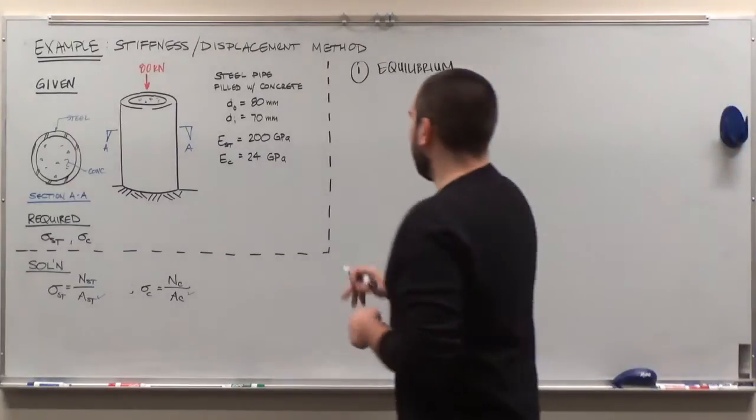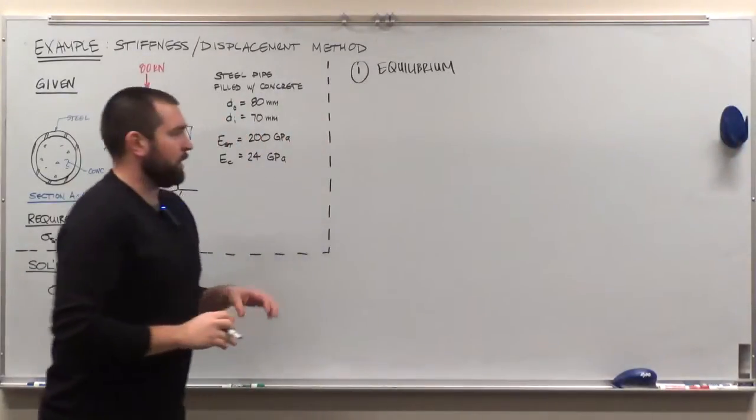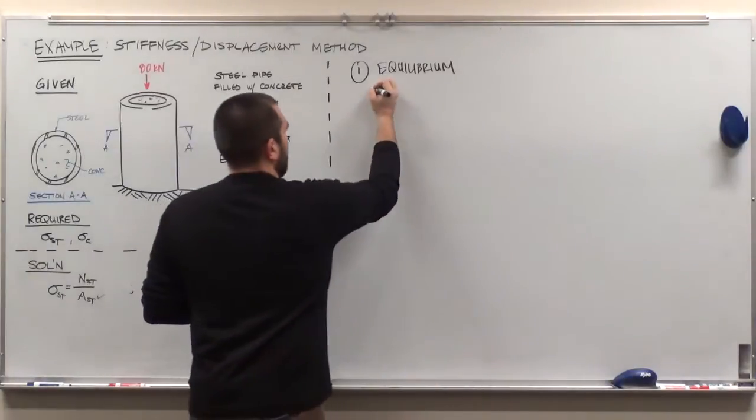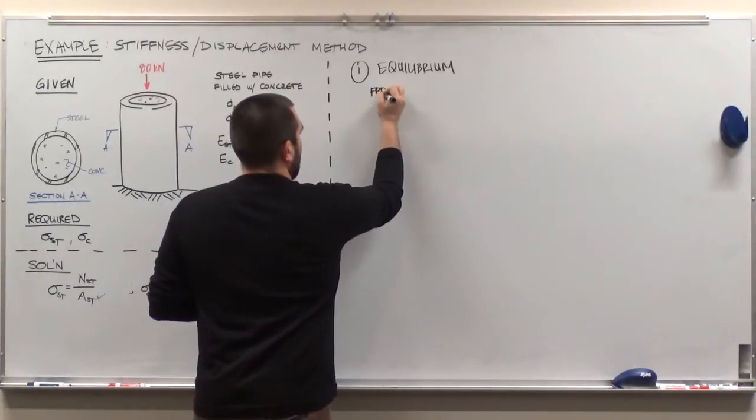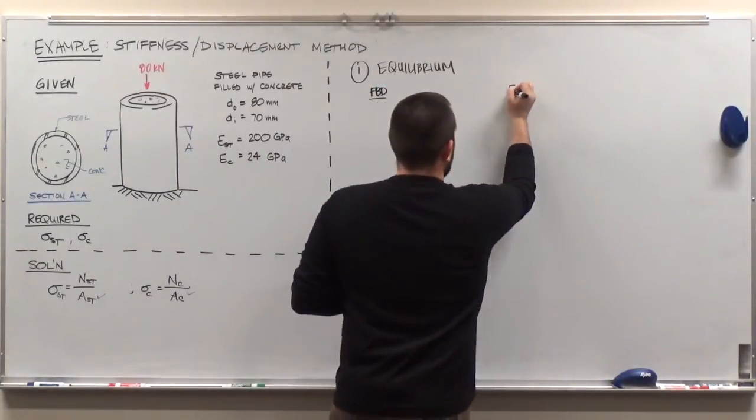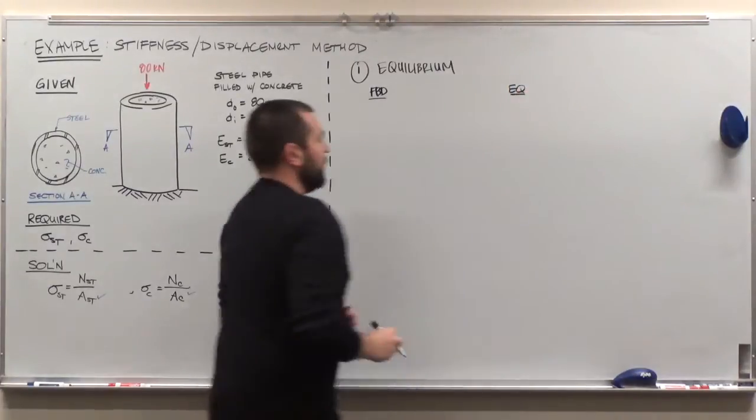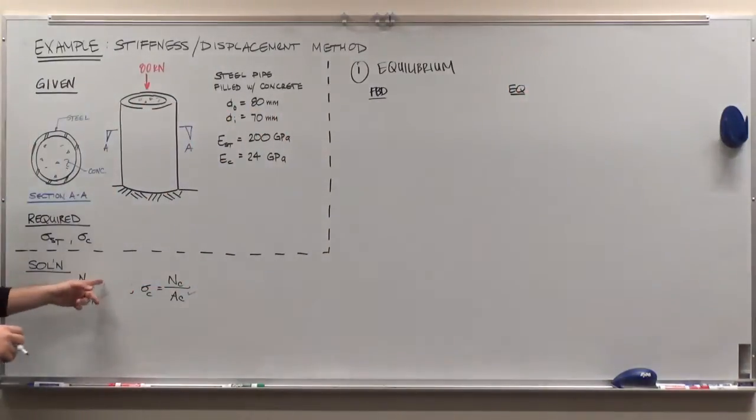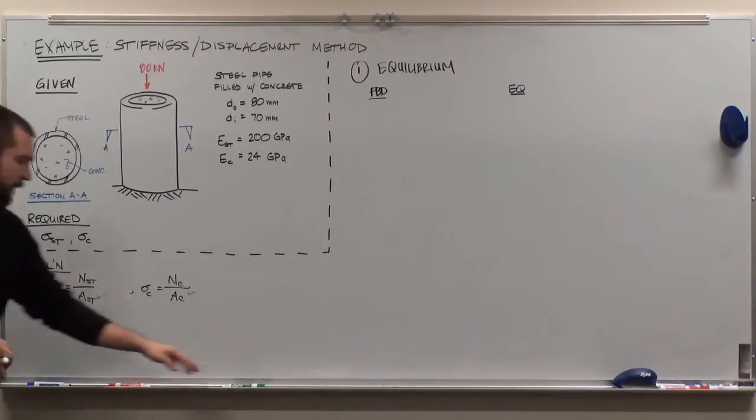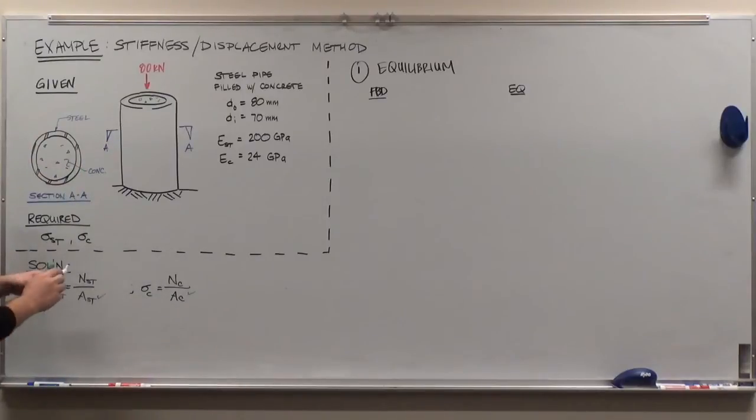Okay, so all that we need to do for the equilibrium step is make a free body diagram, and run the equilibrium equations to try to relate these internal normal forces. And so anytime we're trying to figure out internal forces, I need to make a section cut.